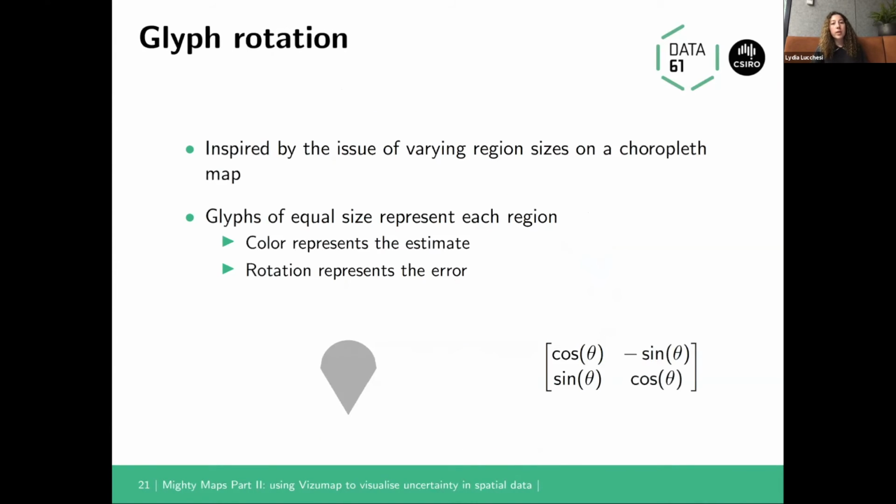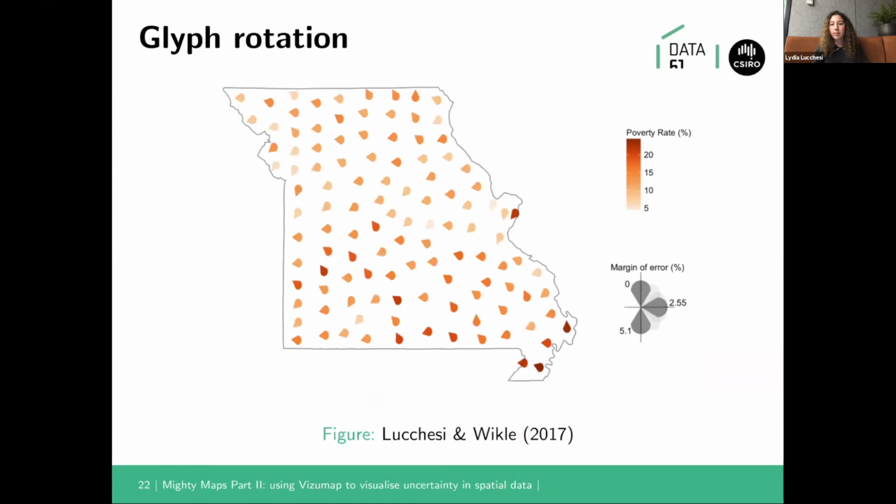Moving on to glyph rotation, this method was inspired by the issue of varying region sizes on a choropleth map. Sometimes the smallest counties are the counties with the most people, and so we were trying to think of a method that would address that issue. We place a glyph of equal size at the centroid of each region, and then we fill the glyph with a color that represents the estimate, and we rotate the glyph depending on the error using that rotation matrix. And here's an example map of that.